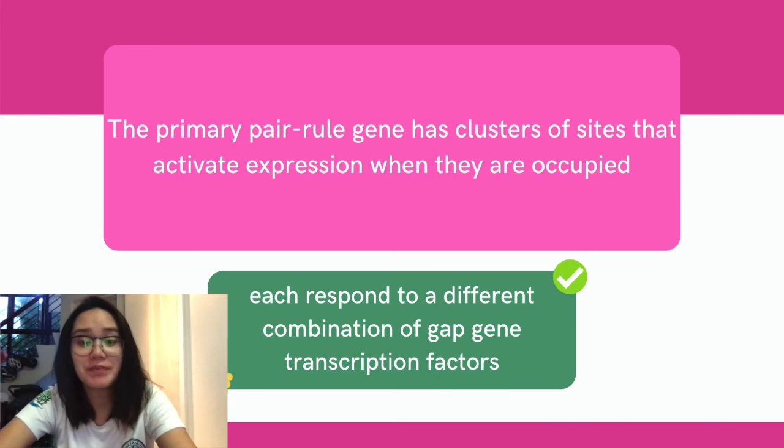The primary pair rule gene has clusters of sites that activate expression when they are occupied. There could be 7 clusters per pair rule gene, and each responds to a different combination of gap gene transcription factors. Because of this, the pair rule gene is turned on at different locations within the embryo.